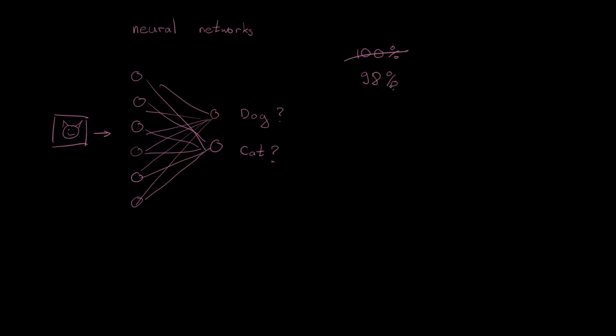Now, how do these networks actually work? There are a lot of flavors of neural networks, but almost all of them use one operation, which is called vector matrix multiplication, that we've seen already.